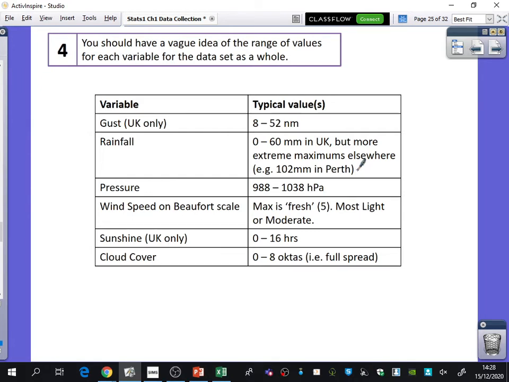Again, this is usually going to be built up in the question, okay? This isn't something I'm going to expect you to have these numbers stored in your head, but it's just having a rough idea. Pressure is usually around 1,000 hectopascals. The maximum is fresh, but it's mostly light or moderate. You normally get 0 to 16 hours of sunshine in a day, and cloud cover only goes between 0 and 8 oktas. Oktas is like fully covered with cloud.